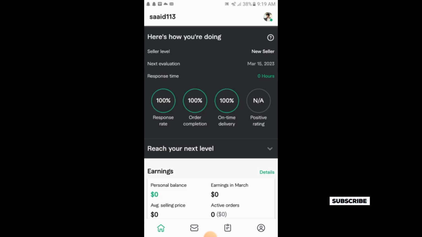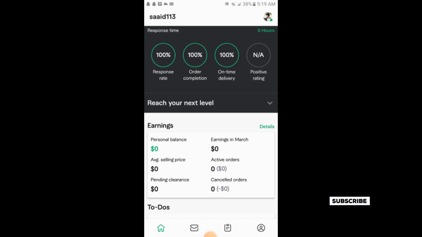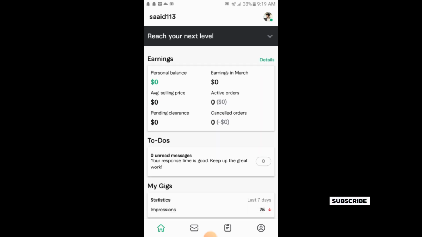So here is the simple process of checking the impression. You will simply scroll down and here are the my gigs statistics and impressions. So they are 75. If it gets upper, then the sign of arrow will be green.